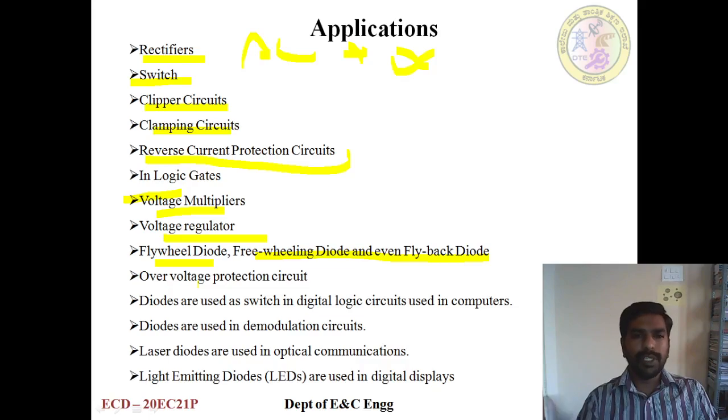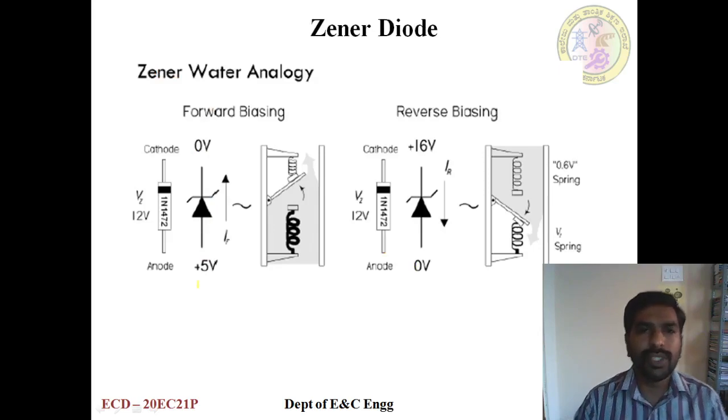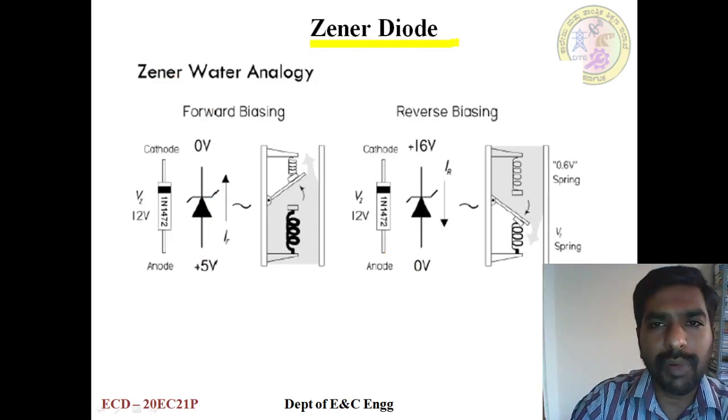And with the help of Zener diode we can design the voltage regulator also. These are all the four applications we do in our laboratory. And the second one we call the Zener diode. This is a special type of diode.